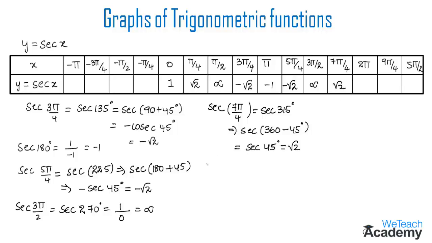And then 2 pi. So secant 2 pi is equal to 1 by the value of cos 2 pi, which is 1. So 1 by 1 is 1. So we get 1 here.